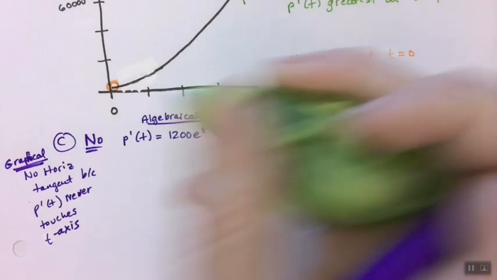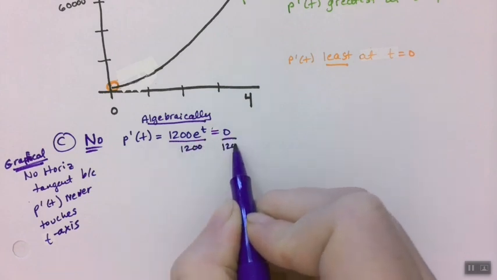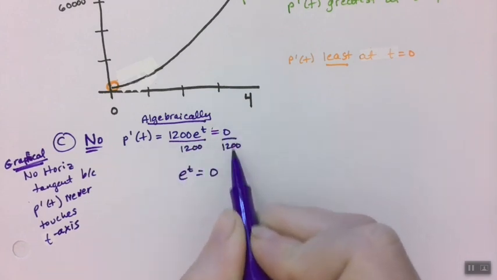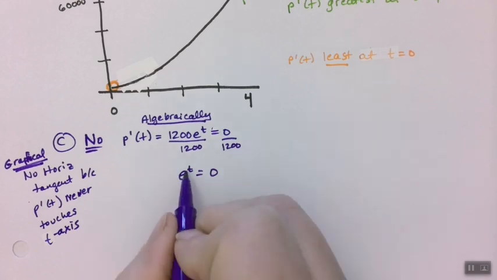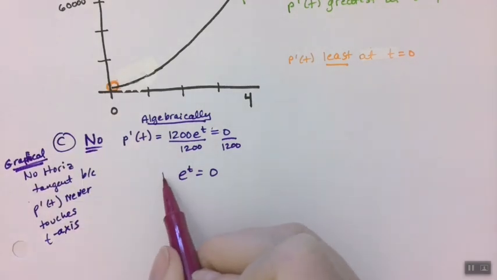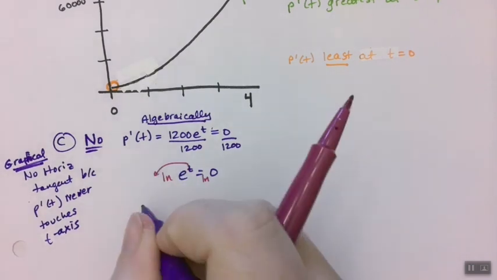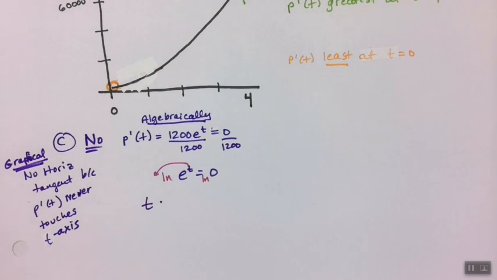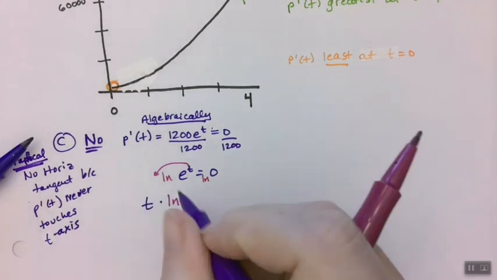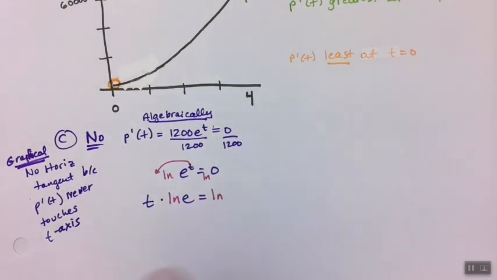Here, let me set it equal to 0, and then you can see. So if I set this equal to 0, I would divide both sides by 1200. We get e to the t equals 0 because 0 divided by 1200 is 0. Then to get t out of the exponent, if you remember from algebra class, we take the natural log of both sides. The power rule for logarithms says I bring the t down in front. So it becomes t times the natural log of e, which is 1, equals the natural log of 0, but the natural log of 0 is not possible. That does not exist.